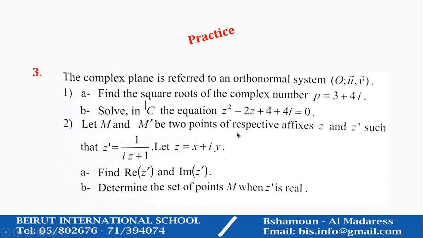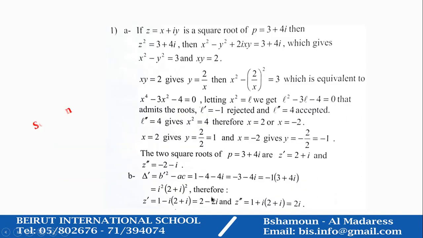Let M and M prime be points of affixes z and z prime such that z prime is in relation with z, and z is x plus iy. Find the real part of z prime and the imaginary part. Determine the point M when z prime is real.